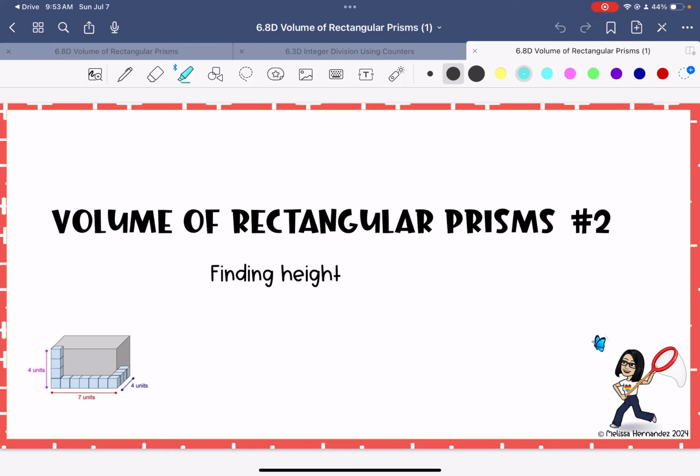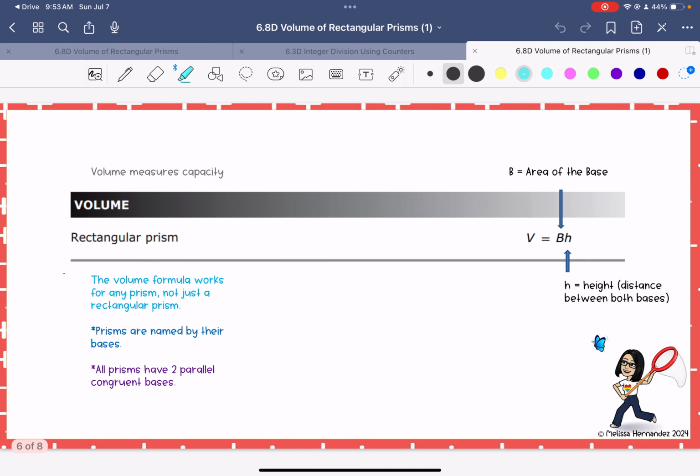In this video is about volume of rectangular prisms, but instead of finding volume, we'll actually be finding height. Okay, so let's talk about a couple of things.